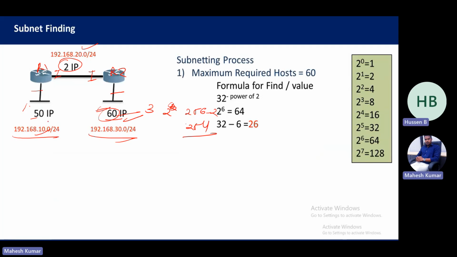We require 60 IPs, but we are occupying the entire network. Here also the requirement is 50, and we are wasting IPs. Here only two are needed, but we are wasting 252 IPs, because we use 2 IPs and 252 are wasted. Because 10, 20, 30, everywhere we are using a different network.